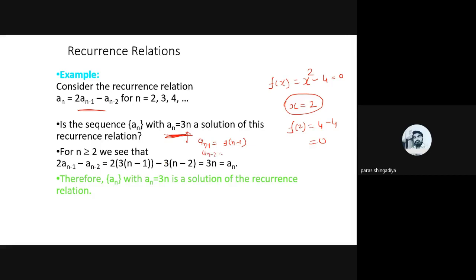So what is a_{n-2} form? That is 3(n-2). Clear? 3(n-2). And now just simplify that. That is 2 of (3n - 3) minus (3n - 6), and multiply 2 inside. So it is 6n - 6 - 3n + 6. So 6 and minus 6 will cancel, and 6n - 3n is equal to 3n. So 3n is the solution of this recurrence formula. That is the proof.